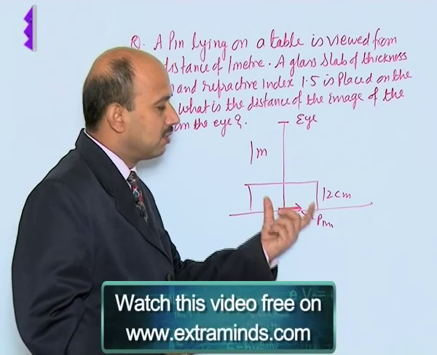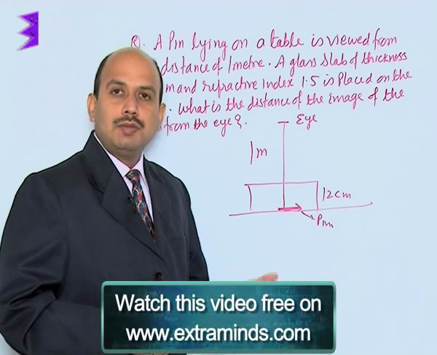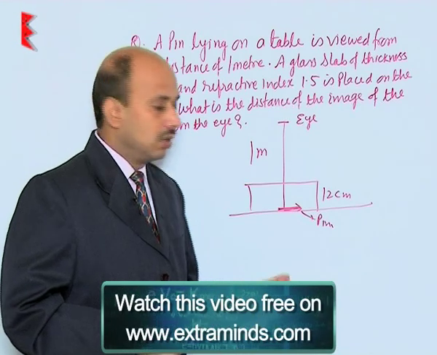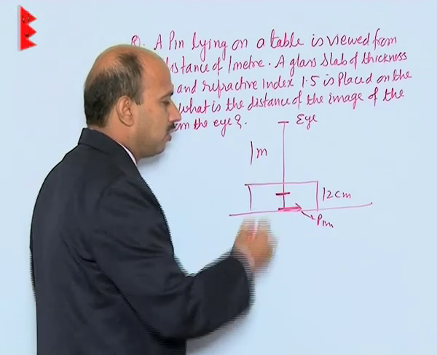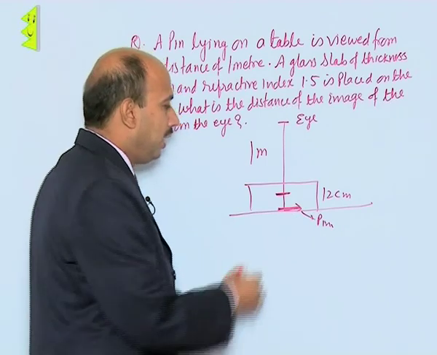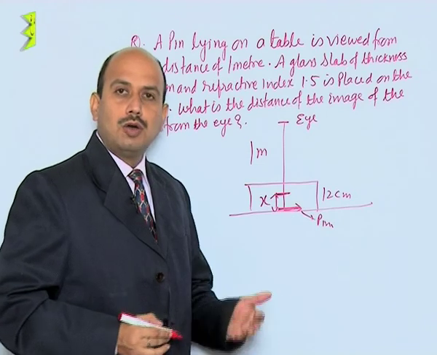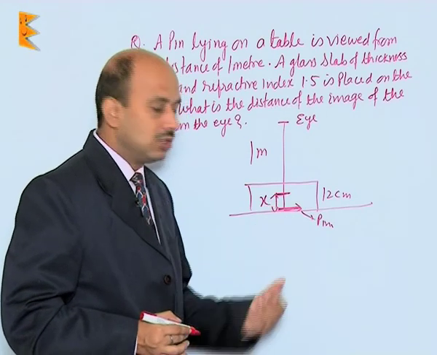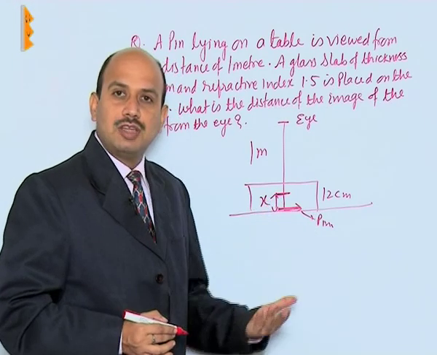So, as you place the glass slab, this pin is at the bottom of the glass slab, it will appear to be raised. So, because of that the image of the pin will be somewhere here. So, we can calculate this much distance, or this shift. How much has this image shifted? So, how much is this shift?